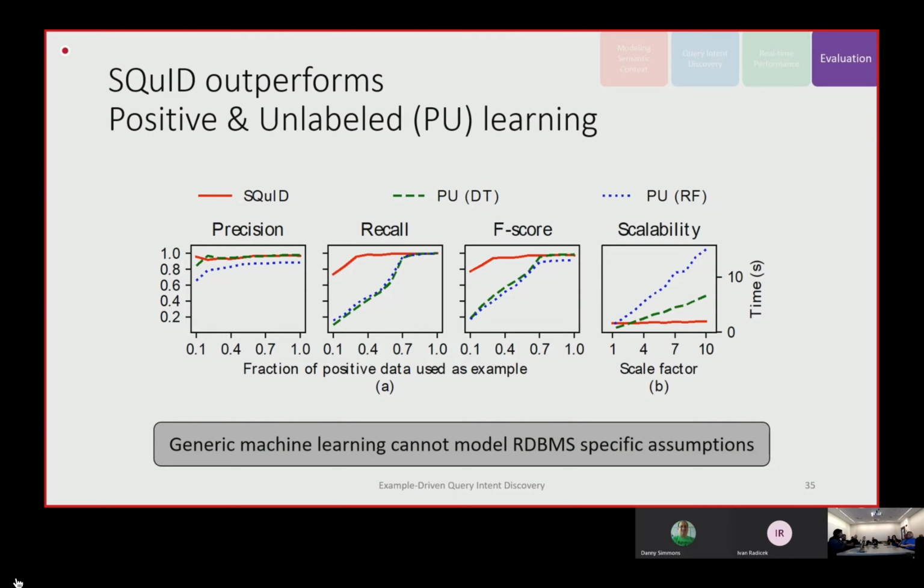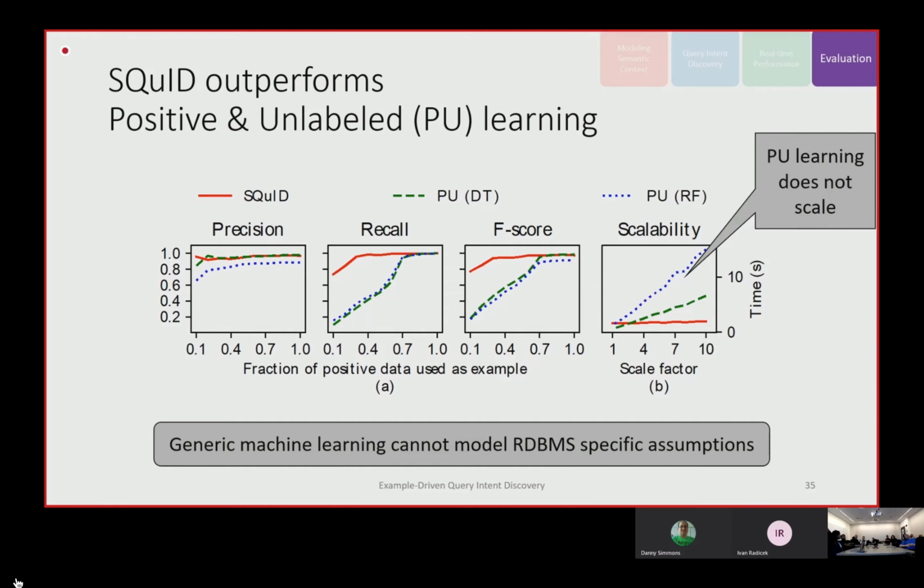And finally, some people might see this query intent discovery system as a binary classification problem. So a query is a classifier which classifies each tuple as intended or not. In this case, we don't have any negative examples. We just have positive examples. With that, a class of machine learning that addresses this is called positive and unlabeled learning, or PU learning for short. So we applied this, and what we found is that the PU learning approaches require about 70% of the data to match SQuID's accuracy, where SQuID does pretty well from the very beginning.